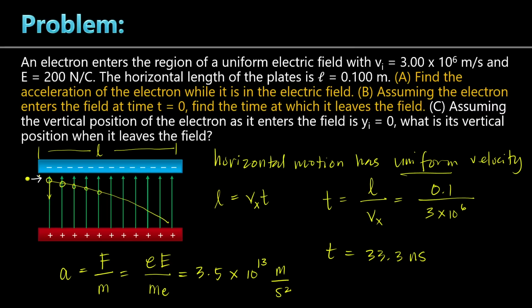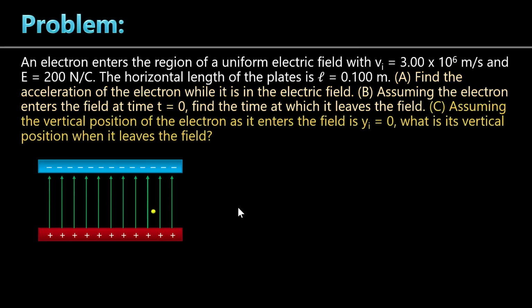Ayan. So, initially daw dito, wala pa siyang vertical displacement. Kasi ang initial value ng y ay 0. Ano daw ang kanyang vertical position when it leaves the field? Ayan. So, punta tayo sa next slide. When it leaves the field, andito na ngayon yung electron.